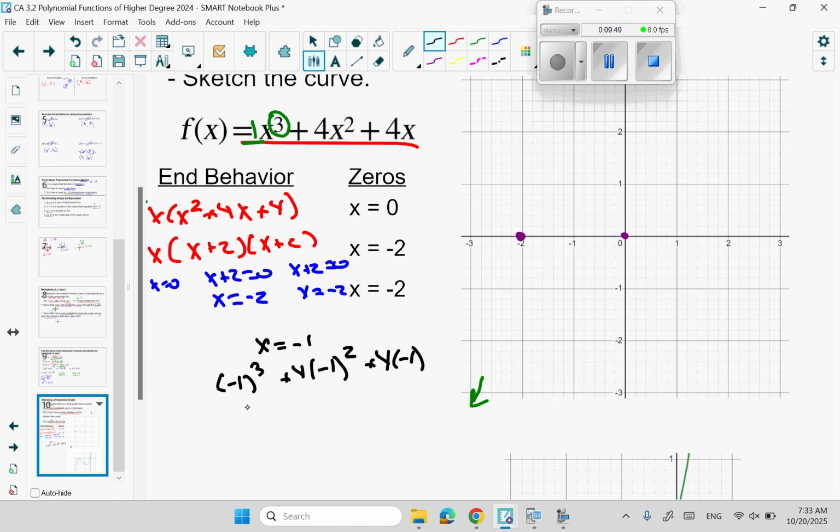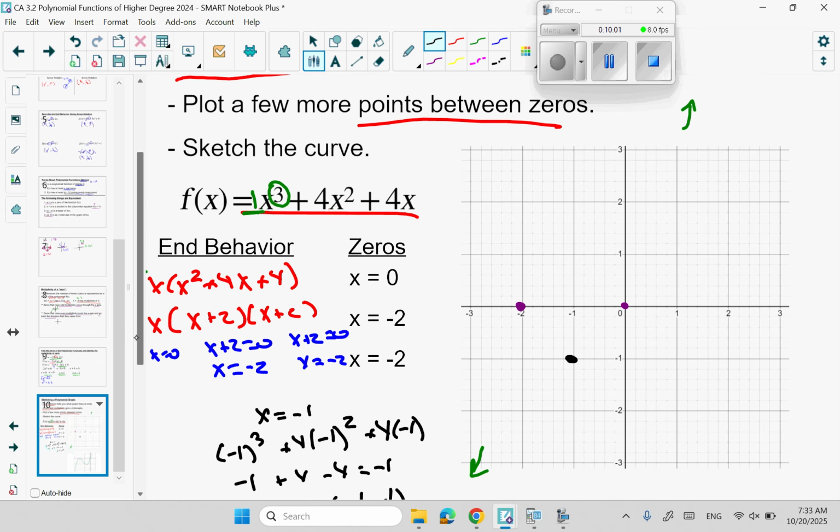Let's see, negative 1 cubed would be negative 1. Negative 1 squared is positive 1 times 4 is 4. Minus 4, we end up with negative 1. So I get the coordinate negative 1, negative 1, which we can also plot right there. So all I need to do is connect my arrows together, including all the points along the way.